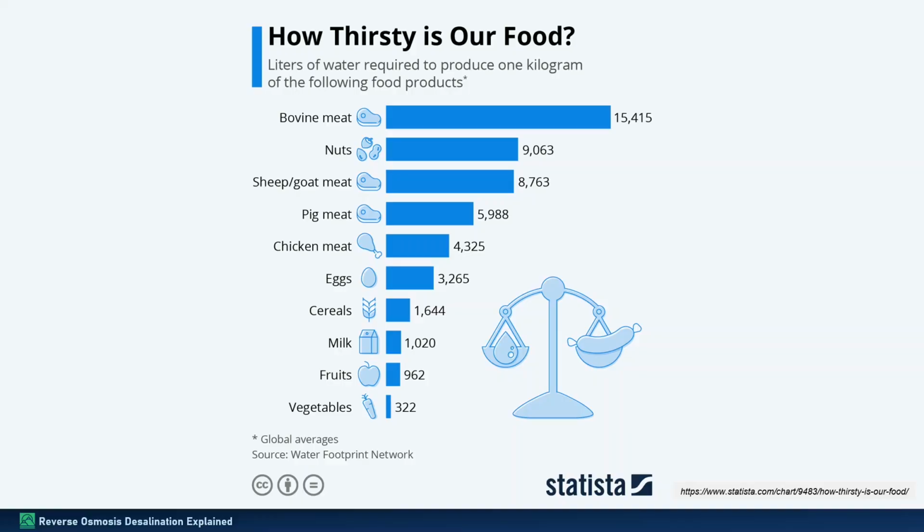They require respectively 962 and 322 liters of water for every kilogram produced. And that's why you hear that eating less meat and more vegetables is good for the environment, because in fact it is true. We need less water for vegetables and fruits than we need water for meat.